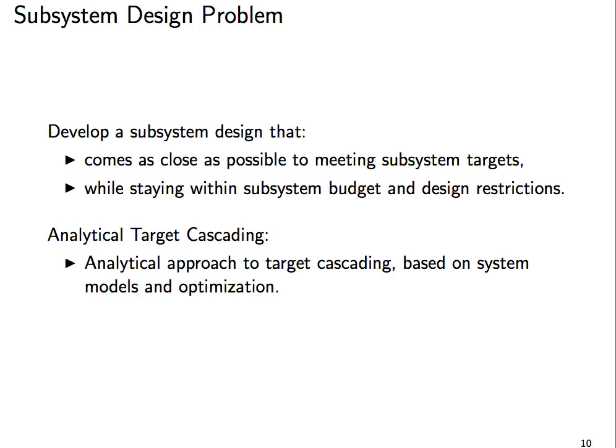This is the essence of analytical target cascading, also known as ATC. This is an analytical approach to target cascading. ATC is a model-based methodology that uses models or simulations of subsystems in conjunction with optimization and a coordination algorithm for the overall system design problem. An optimization subproblem is formed for each subsystem design problem. And each optimization problem is responsible to find a subsystem design that matches its targets as closely as possible while staying within local subsystem design constraints. A coordination algorithm is used to guide the solution of these optimization subproblems such that they converge on a set of targets that is consistent across the whole system.